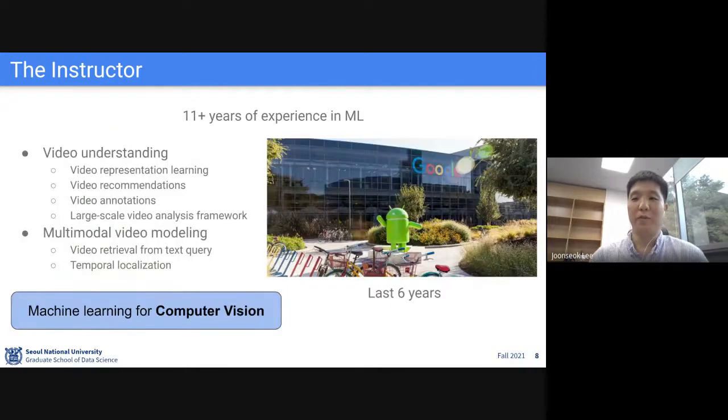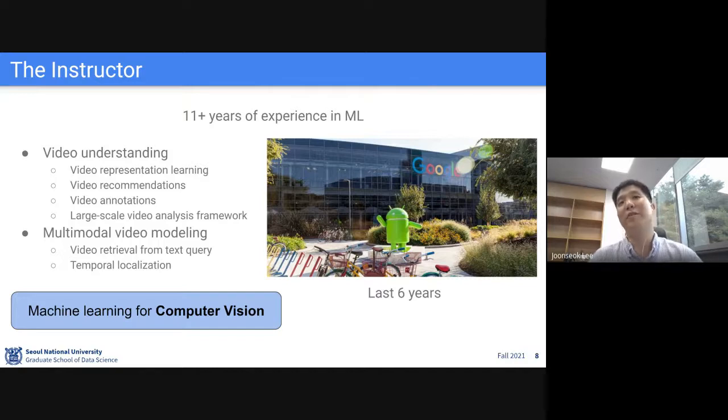After I graduated, I went to Google and joined the Video Understanding Team. That was my first experience with modern computer vision and machine learning. There, my project was mostly on video representation learning for video recommendations and video annotations or classifications, especially in large scale. We will cover some of these topics in this course. Now I have more experience in computer vision than recommender systems.